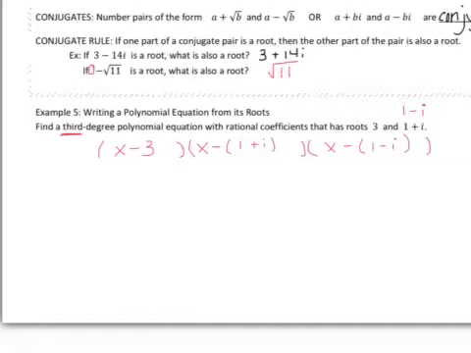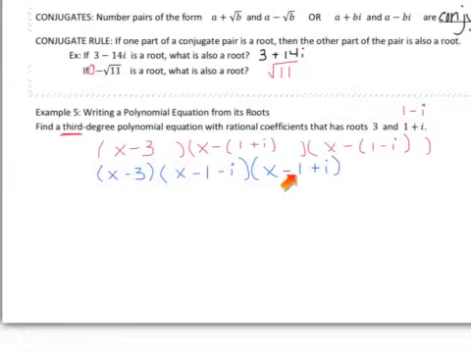Let's clean these up a little bit, get rid of some parentheses. So we've got x minus 3, and then x minus 1 minus i, and then x minus 1 plus i, when you distribute those negatives in. From here, always try to deal with the more complicated ones first. If it has an i, deal with those 2 factors first when you're simplifying, and we'll leave this one to last. That'll save you some trouble. Okay, so x minus 3 is still here.